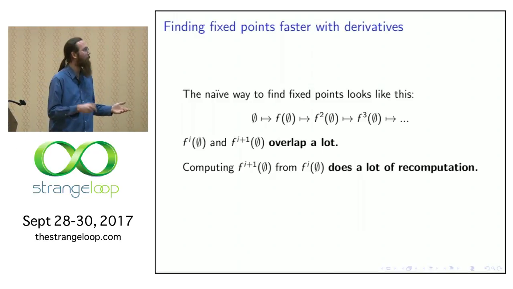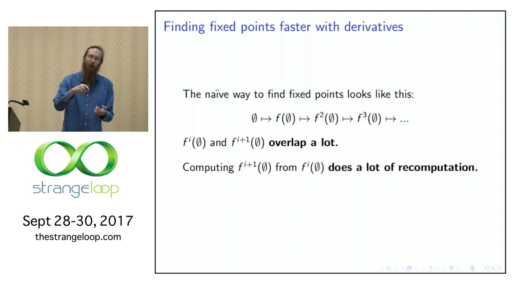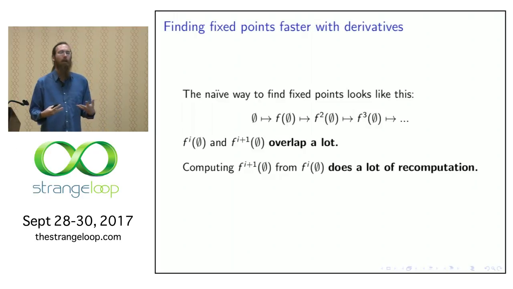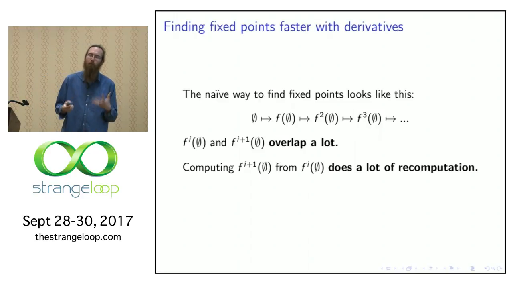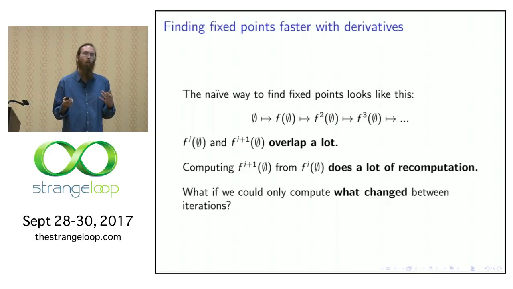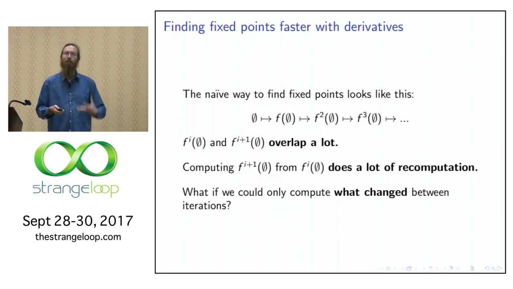It's very straightforward. But the neighbors in the iteration pattern are going to overlap a lot. They're going to share a lot of information, and generally computing the next step from the previous step ends up recomputing a lot of things, and we'd like to avoid that. So what if we could only compute what was changing between iterations? And now, maybe, we begin to see how derivatives could help us, because they help us compute what changes, and only what changes, not the whole thing.